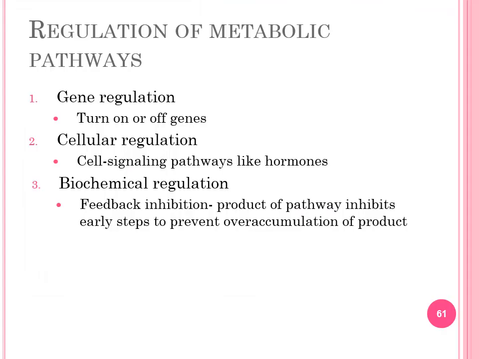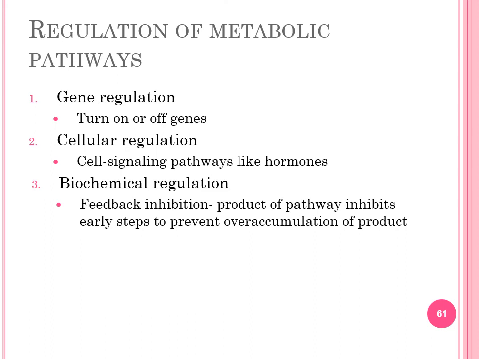Okay, our last slide here is just a preview of how we're going to see metabolic pathways regulated. I talked a little bit about it before. Turning genes on and off is a type of gene regulation, metabolic regulation. Cell signaling pathways with hormones can turn systems on and off. That's another type of regulation. And then feedback. We talked about feedback inhibition, that negative feedback, or positive feedback as an example of metabolic regulation. And we'll explore some of these things in more detail later on.